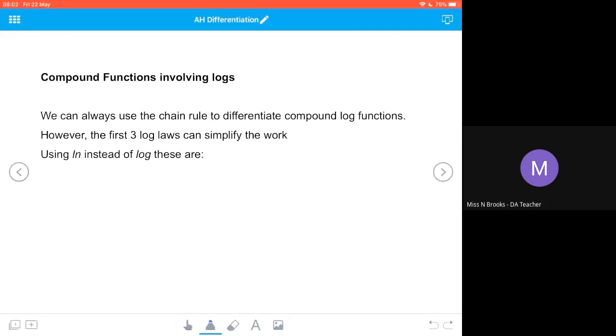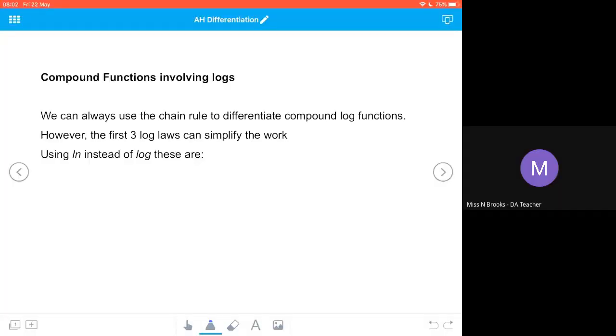So in the last video, we discovered that the derivative of our natural log function was 1 over x. Always use the chain rule to differentiate. However, the first three log laws can simplify the work. So we're going to use ln instead of log to represent these rules.